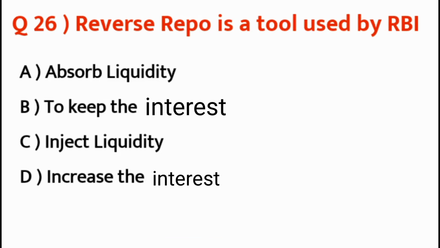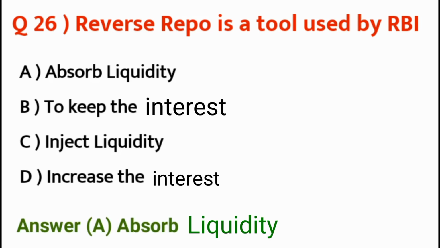Reverse repo is a tool used by RBI to. So these are the options: absorb liquidity, give interest, inject liquidity, increase the interest. The correct option is A, absorb liquidity.